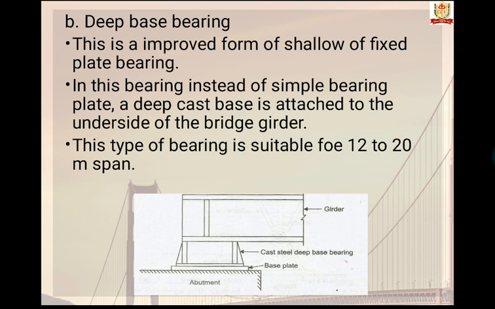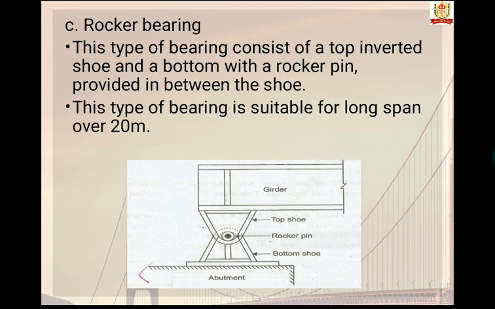Deep base bearing. This is an improved form of a shallow or fixed plate bearing. In this bearing, instead of a simple bearing plate, a deep cast base is attached to the underside of the bridge girder. This type of bridge bearing is suitable for 12 to 20 meter span. Rocker bearing. This type of bearing consists of a top inverted shoe and bottom shoe with a rocker pin provided in between the shoes. This type of bearing is suitable for long spans over 20 meters.